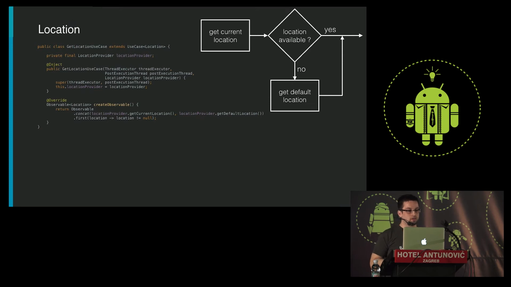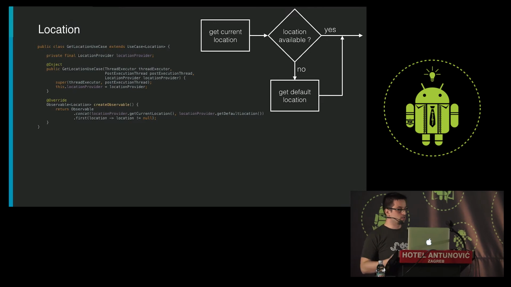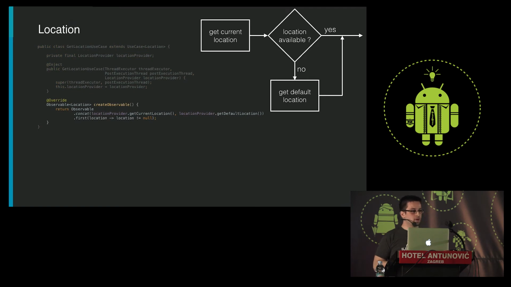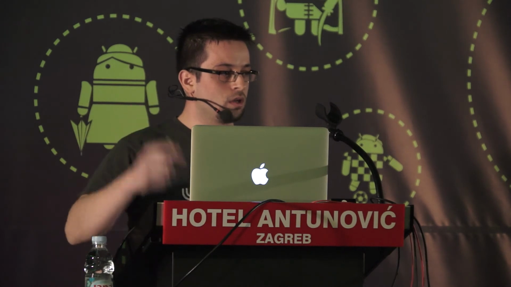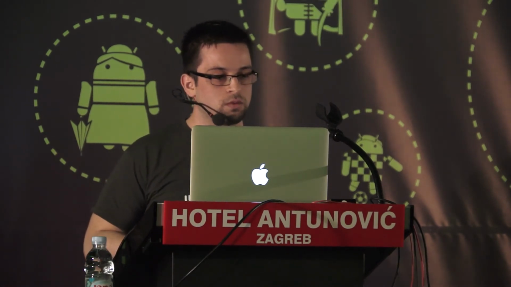Okay. We call it get location use case, and that extends the use case for location. Since it needs location, it will also depend on a location provider, which is an abstraction that knows how to get a location. In this create observable, we are performing something called the shortest path. Basically, we will concatenate two streams. The first one is for getting the current location, and the second one is for getting a default one, in that exact order. And then we take whichever one is not null. That means if the current location is available, the second stream won't even be called.